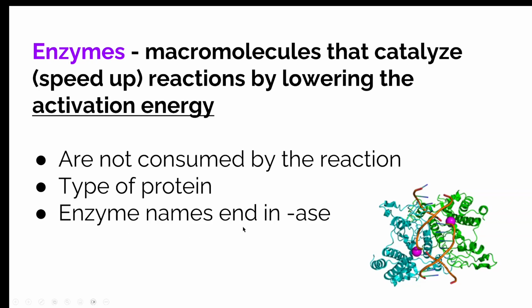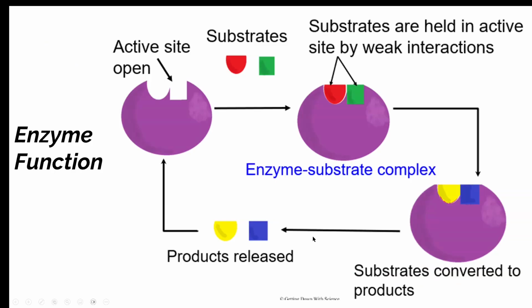And enzymes will almost always end in -ase or -ace, and that's just the naming convention that we use for enzymes. That's how you can also identify enzymes. If you are reading a prompt and the prompt mentions a certain molecule that ends in -ase, you could pretty much guess that it's going to be an enzyme.